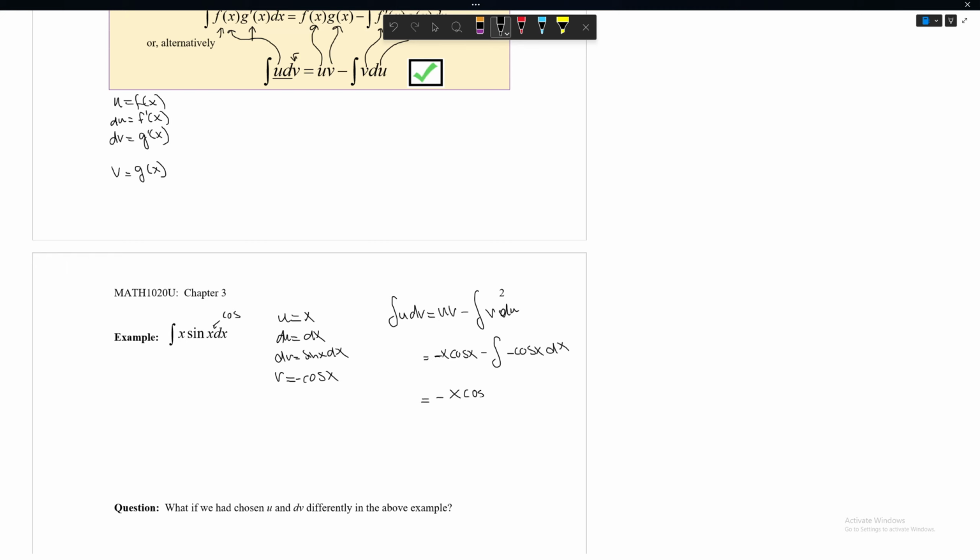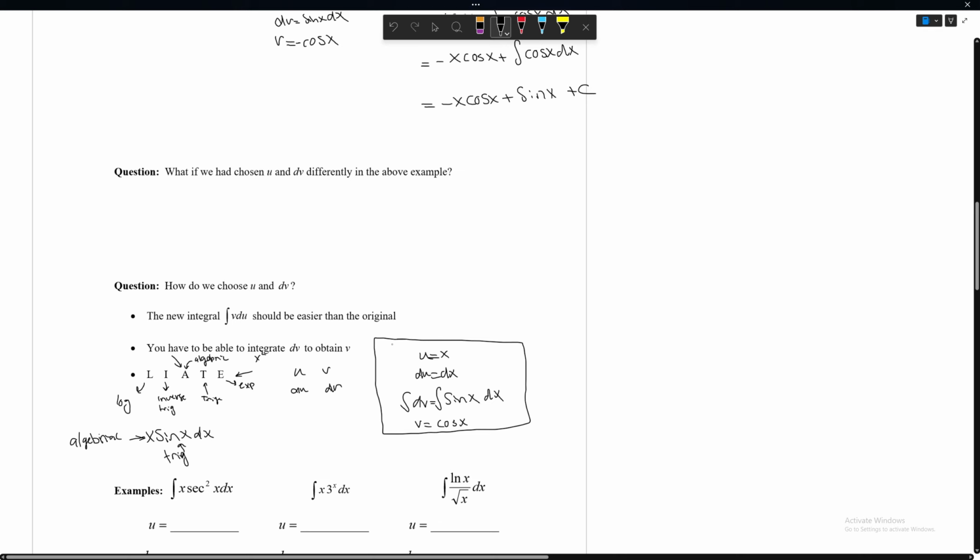Negative x cos x plus the integral cos x dx. And now you just integrate normally. Your left side is already integrated, plus my integral of cos x, which is sine x, and plus c, obviously. And that is my integral for something that you don't know how to integrate. You can use your integration by parts, the longest form of integration, and that will get you your answer almost always. It's just very long.